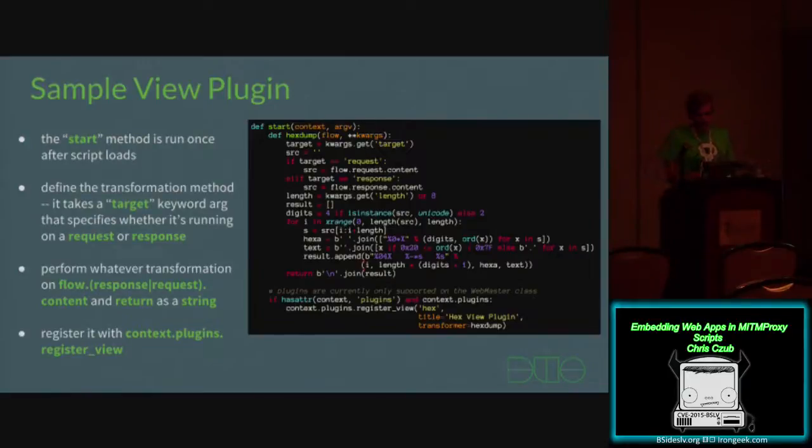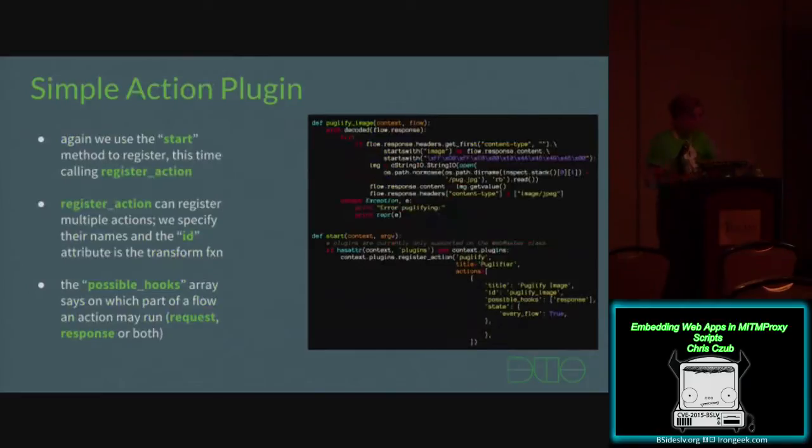And then at the bottom, we call context.plugins.register view. The first thing we pass is an ID for the plugin, and then you can pass a title for it, and then you specify what your transformation function is. That's it, and then you have that hex thing that you can click on. You can do a hex view, and it's really easy.